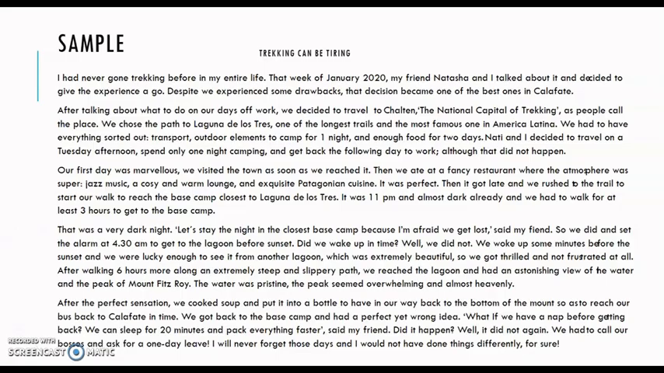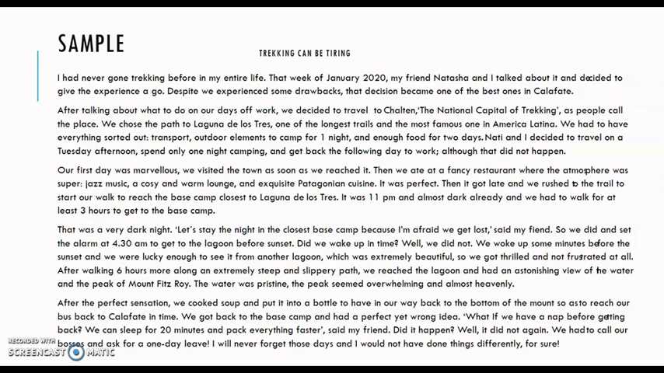So now let's have a look at this sample that says trekking can be tiring. If we analyze the structure, it has one introduction paragraph, 3 body paragraphs and 1 conclusion. Let's see the introduction, which should have a hook or something catchy to grab the reader's attention, and a thesis statement that begins telling the story.